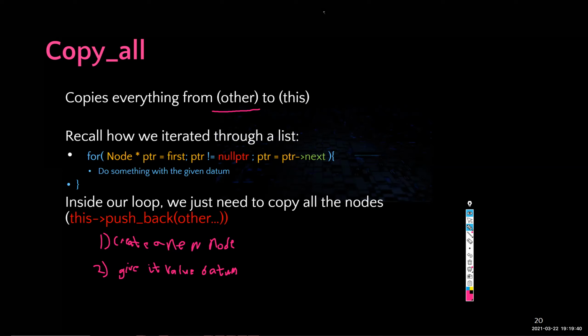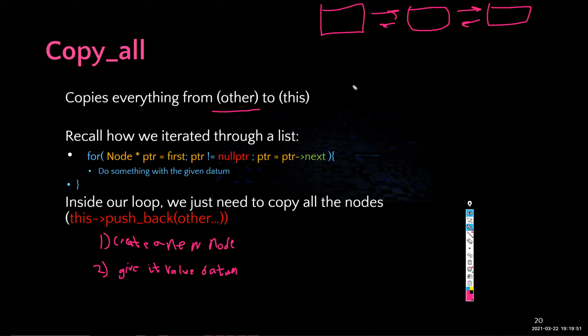Because of the way this works, let's go ahead and draw a diagram. Let's say I have a list of size 3, like this. And I want to copy this over to a new list. So our new list is going to be empty. And this list, I'll call it other. That's how they define it. It's defined, let's say it's a list of size 3. Our new list is going to be empty. I'll call it this.